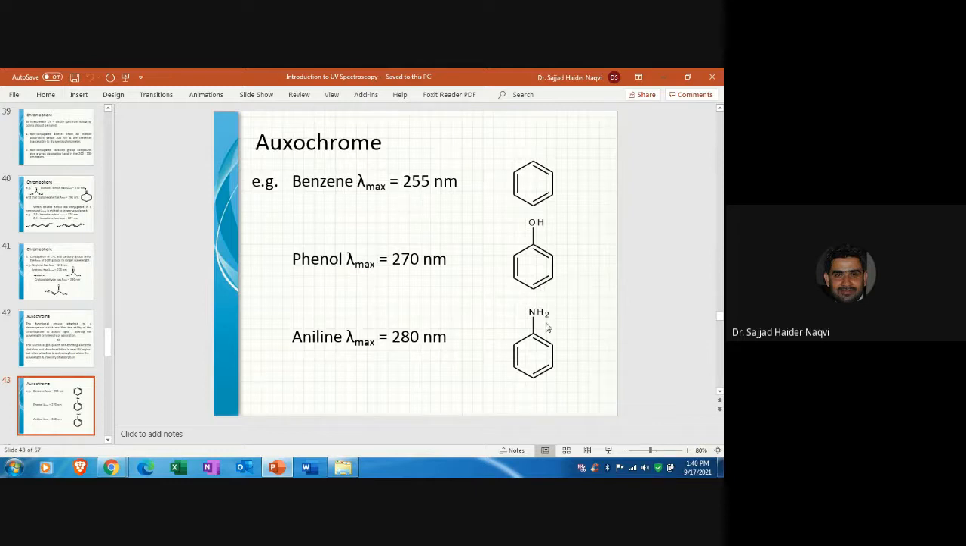Another example of an oxochrome is this NH2 group. As a result of this NH2 group substituted on the benzene, that is called aniline, and you can see its maximum absorption has changed to 280 nanometers. So that's what we call oxochrome. These are functional groups like the hydroxyl group or NH2 group, which are attached to the chromophore, and as a result of that, they will alter the absorption maximum of that particular compound.